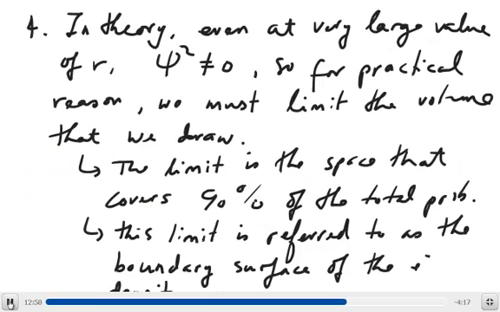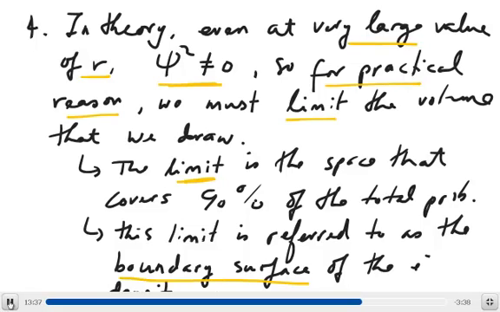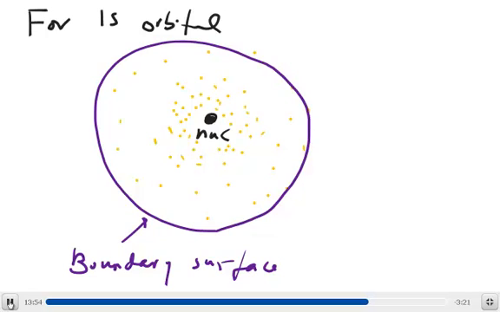In theory, even at a very large value of r, the psi square value is actually not zero. So in other words, you have some very, very tiny probability of finding the electron at a very large value of r. But for practical reasons, you can't draw a shape if there's no limit to the drawing. So you have to make a cut and say that we're going to draw it only up to this distance. And that distance is what we refer to as the boundary surface for the electron density map. Whatever is inside the surface would cover 90% of the total probability of finding the electron for that particular orbital.